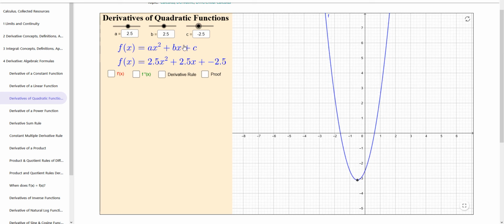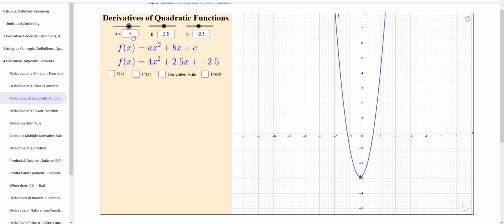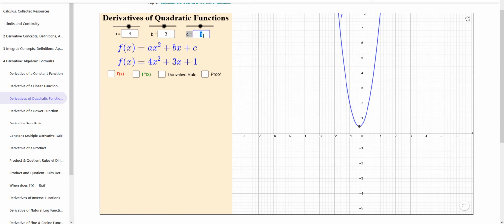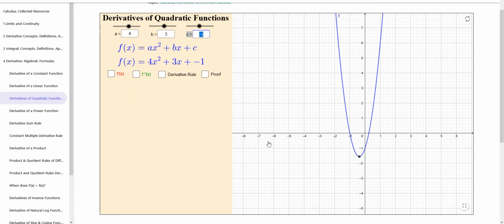So there's an example. Let's see. And we can actually type one in here. 4x squared plus 3x plus 1, let's say. How about minus 1? Let's see what that does. Okay, and so we can see some things here. So there's what the function looks like.